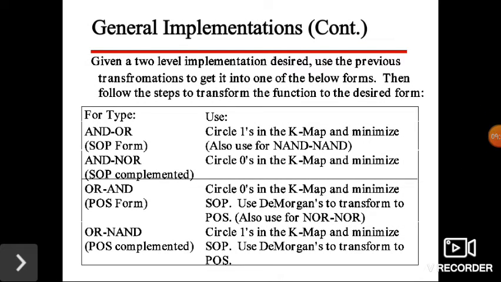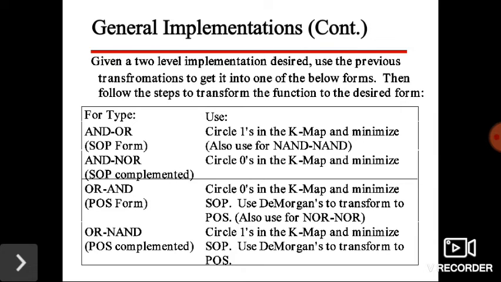For AND-OR, the sum of products form, we need to circle the ones in the K-map and minimize. It is also used for NAND-NAND. Then the next one is AND-NOR, that means sum of products complemented. Complemented means we need to circle the zeros in the K-map and minimize those terms. We will get the answer.